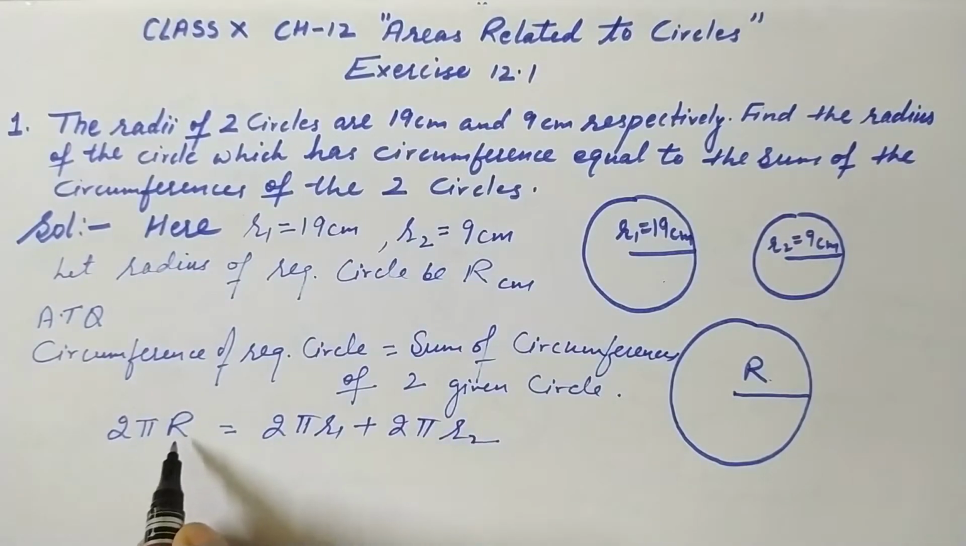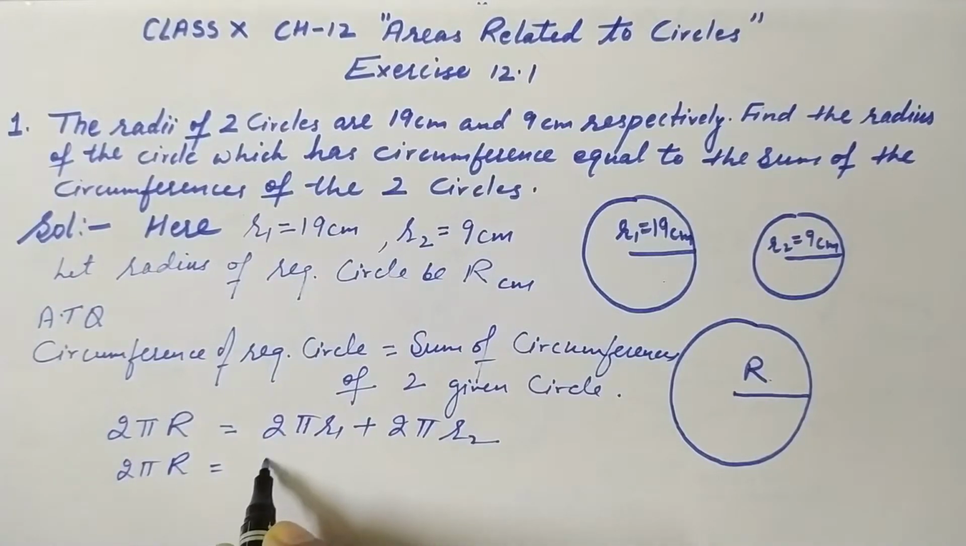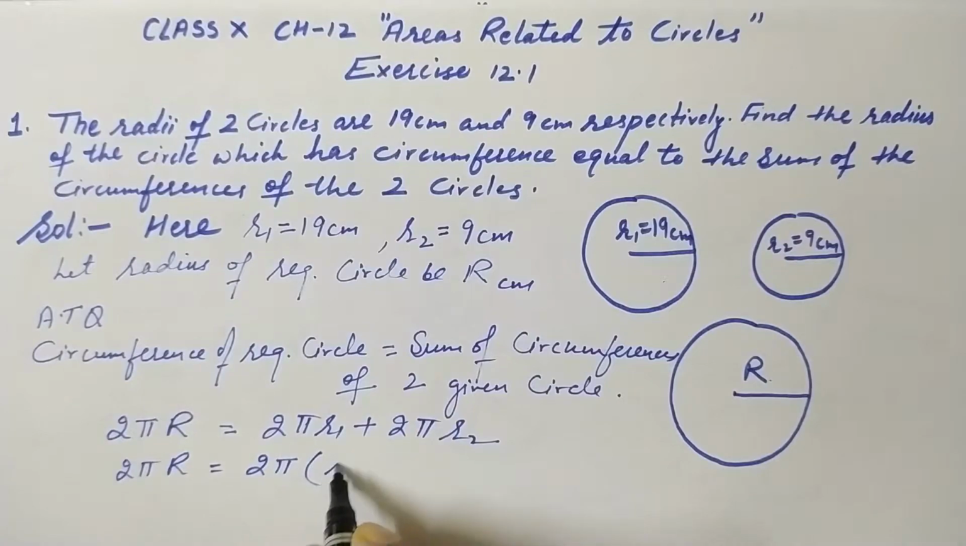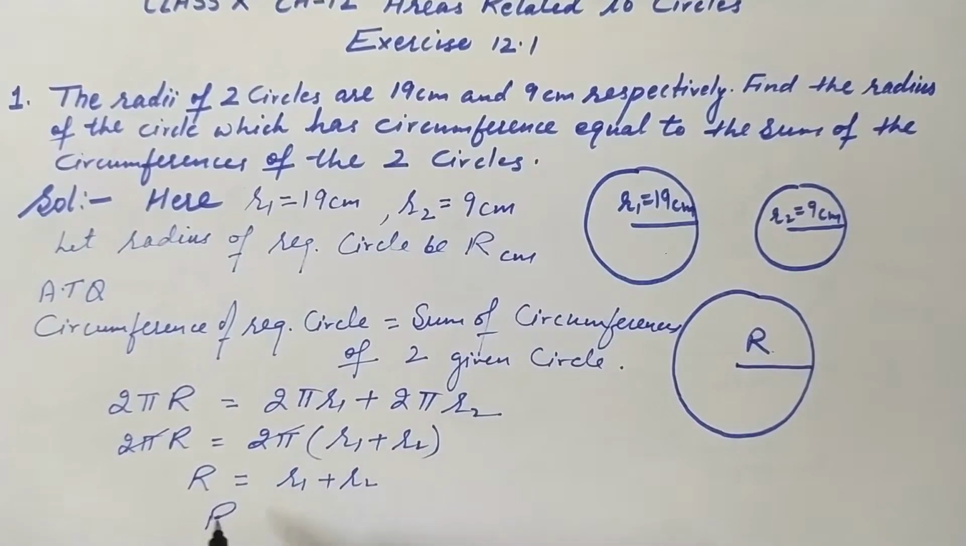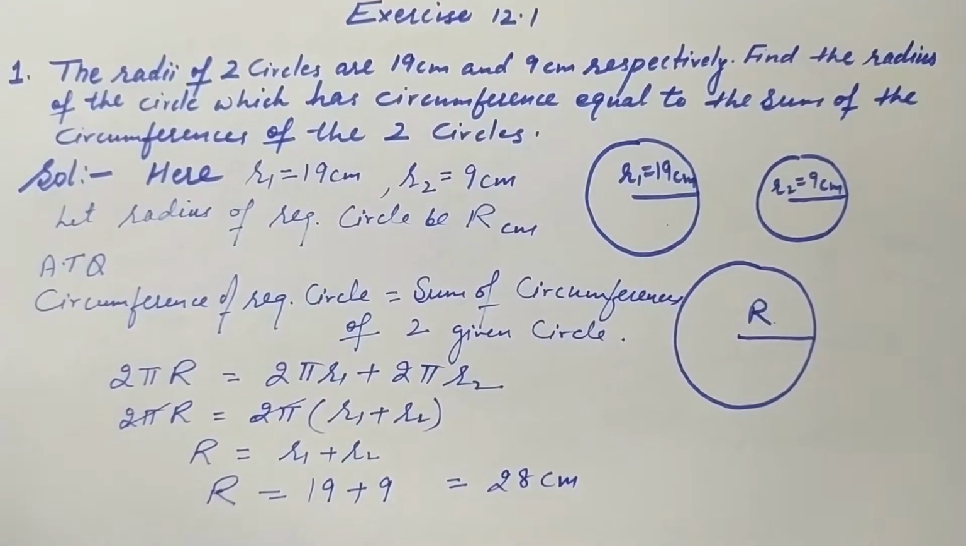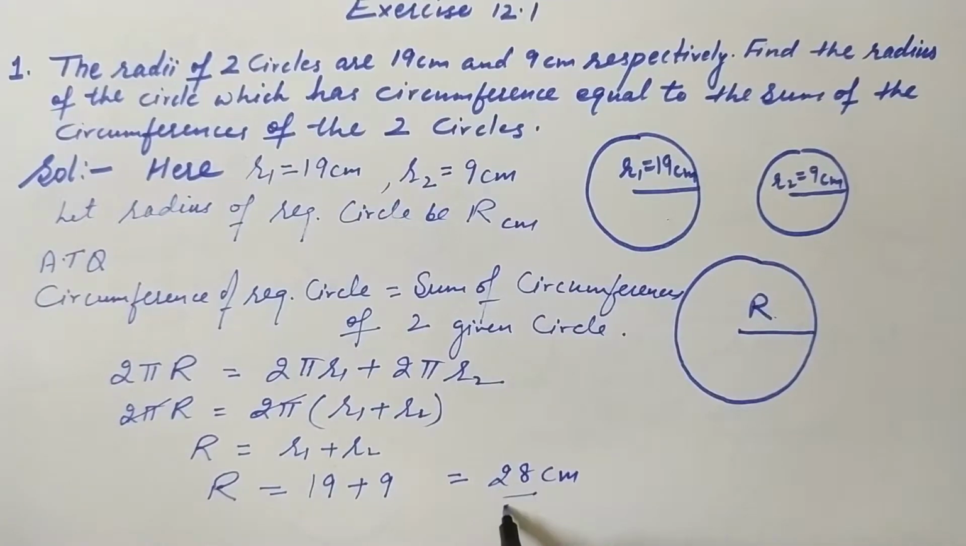Now we have to find the radius of the required circle. So 2 pi R is equal to, here 2 pi can be taken common, so what is left is R1 plus R2. So 2 pi cancels. It means capital R is equal to R1 plus R2. So the required radius is the sum of the radii of these two circles. That is 19 centimeter plus 9 centimeter, that is 28 centimeter. So we can say that the required circle's radius is 28 centimeter. This way we will do this question.